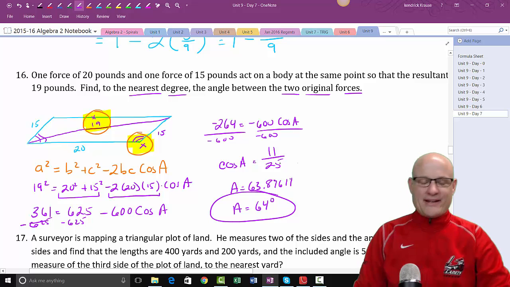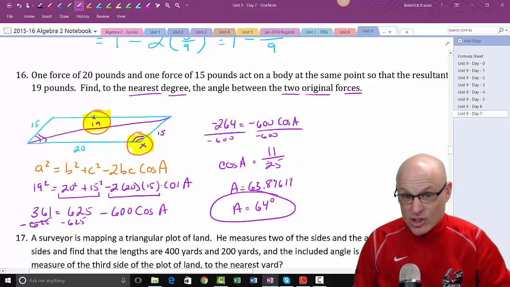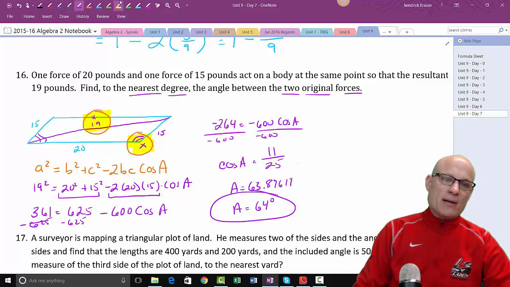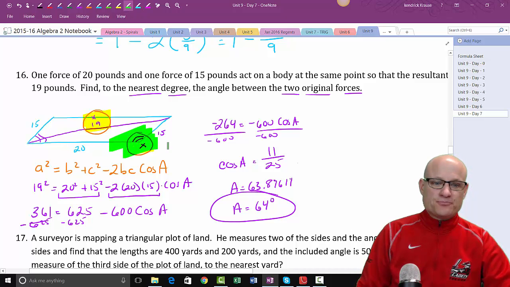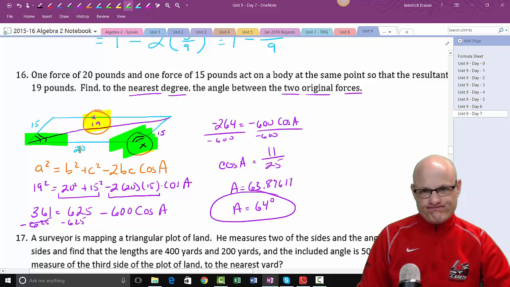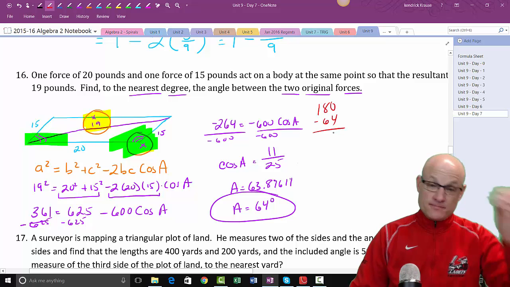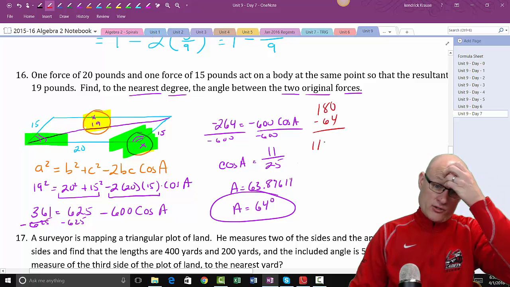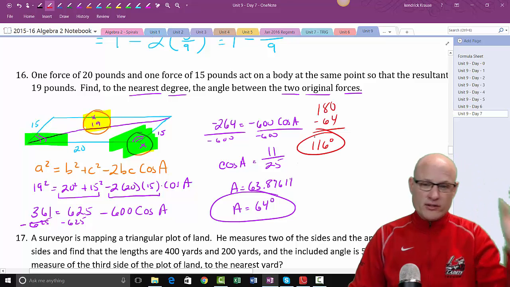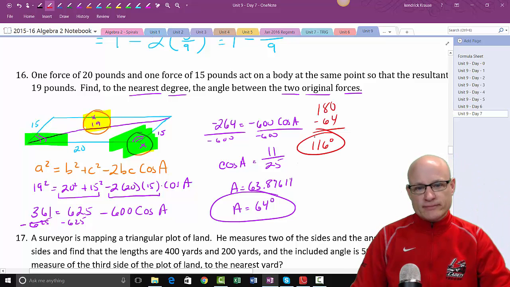But wait a second, that's not the answer, chillin'. Remember, we just found this angle. We want this angle. Okay, so if I want that angle, I have to take 180 and subtract off 64, and I get 116 degrees. There she is, children, the answer.